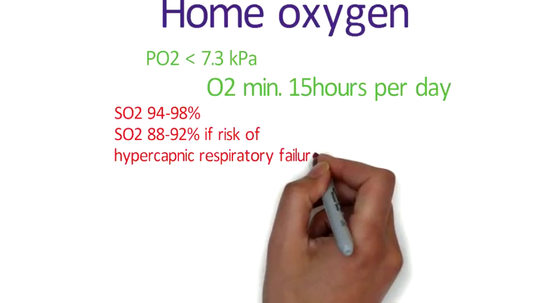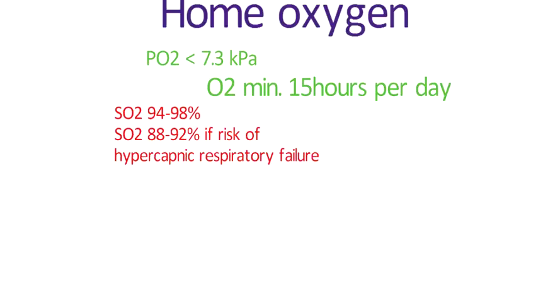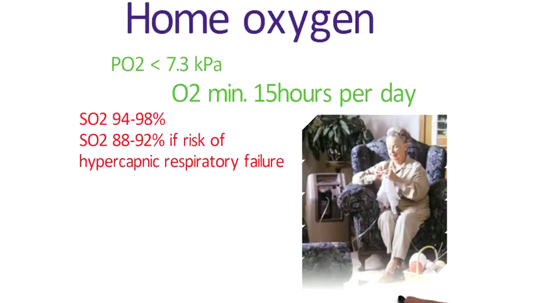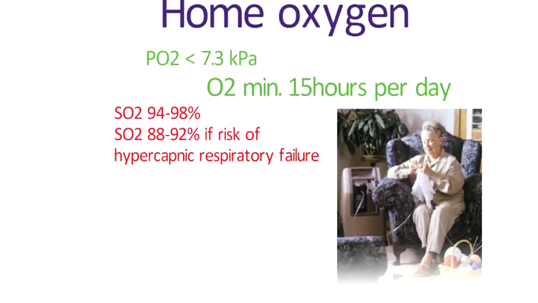Now, oxygen treatment should aim to achieve a target saturation of 94 to 98% for the most acutely ill, or 88 to 92% for those at risk of hypercapnic respiratory failure. Now, patients discharged with oxygen should undergo formal assessment for long-term oxygen therapy after a period of stability of at least 8 weeks to assess if oxygen is still required and that patients are compliant with treatment.